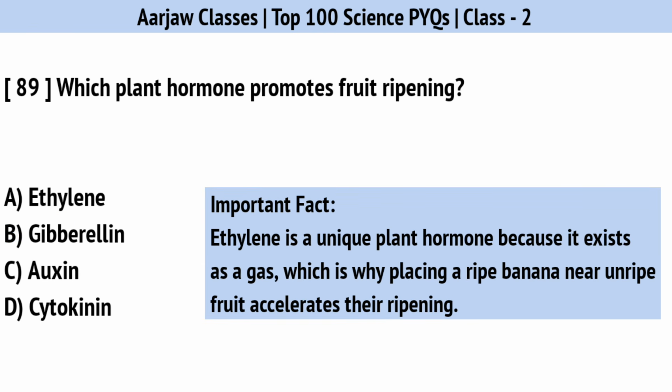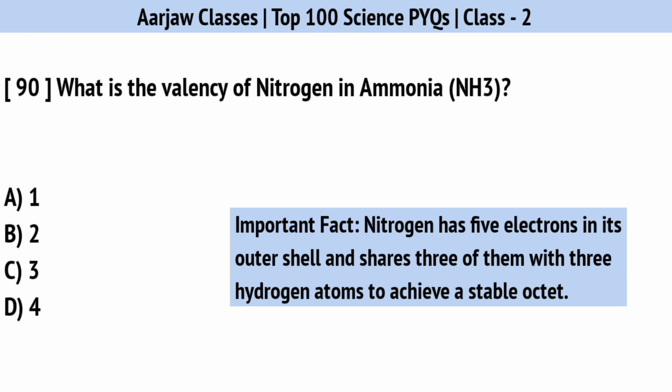Which plant hormone promotes fruit ripening? Correct option is A. Ethylene. What is the valency of nitrogen in ammonia? Correct option is C. 3.